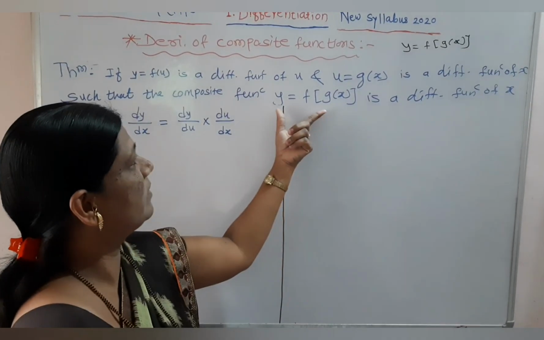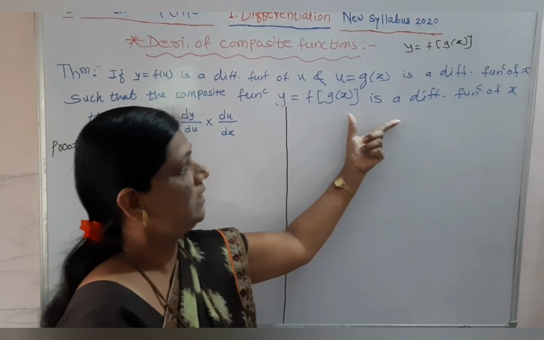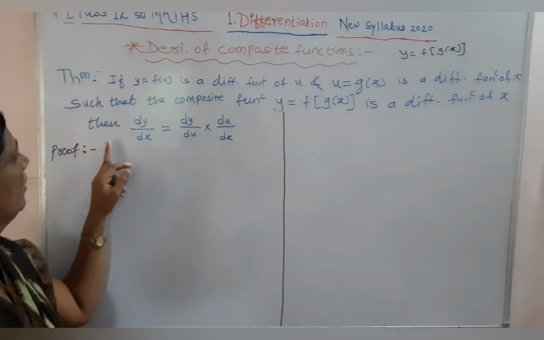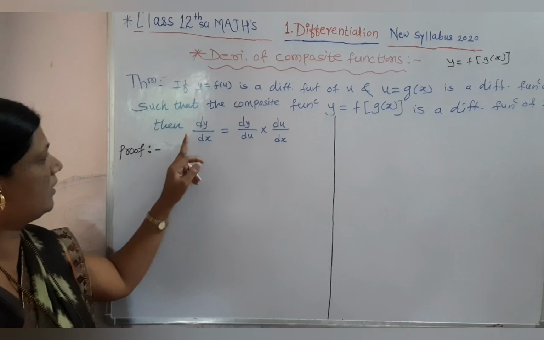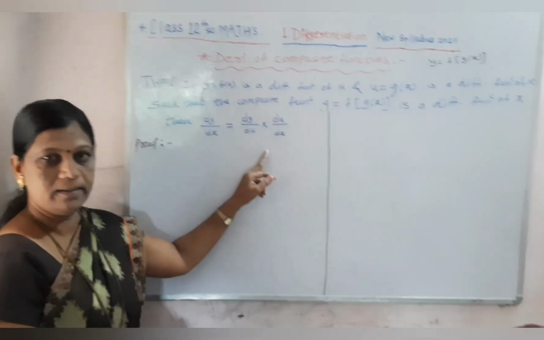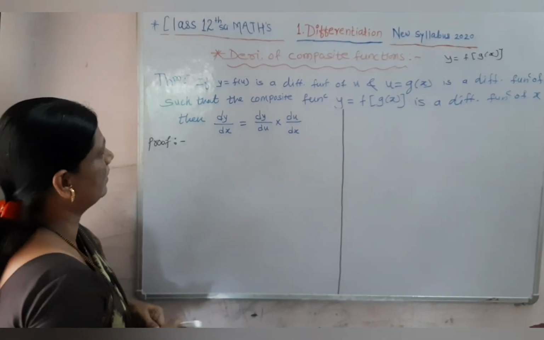And you can say composite function y equal to f of g of x is a differentiable function of x. Then we have to prove that dy by dx equal to dy by du into du by dx. Now we see the proof.